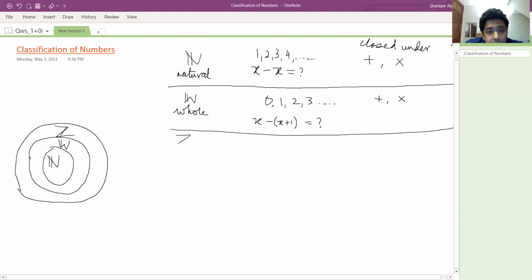So Z is the set of integers, and it goes all the way from negative infinity, includes 0, and goes all the way to positive infinity. And the operations that this set is closed under are addition, multiplication, as well as subtraction.